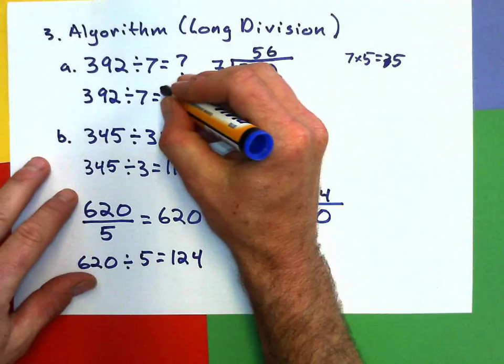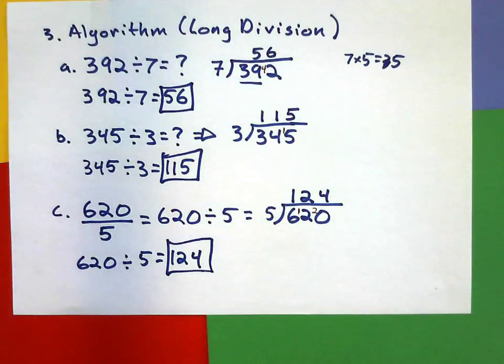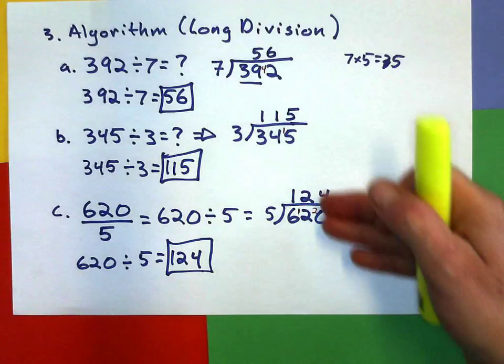Okay, so these answers right here, the only way to get these, I guess, without a calculator is to use some sort of method that'll work every time, like this old-fashioned algorithm of what we call long division.